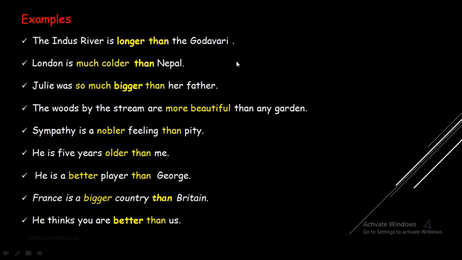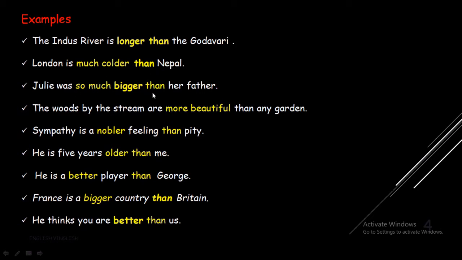Let us take a look at the examples. The Indus River is longer than the Godavari. Here we are comparing two nouns, the Indus and the Godavari. So the Indus is longer than the Godavari. London is much colder than Nepal. London and Nepal are nouns.